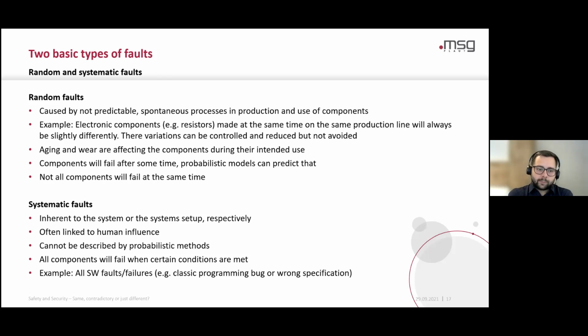Different to that, we have the systematic faults. These systematic faults are inherent to the system or the system setup respectively. They are somehow linked to human influence, and they cannot be described by a probabilistic method. So all the components which have a systematic fault nature will fail in the same way when the same conditions are met. So all software faults, all software failures, are systematic faults. That can be classic programming bugs or just a wrong software specification, but this is then a systematic fault.